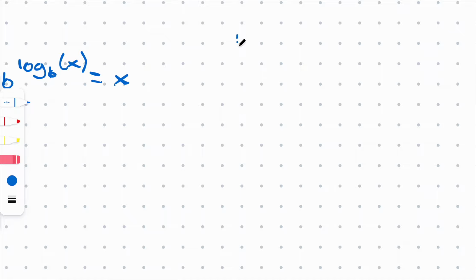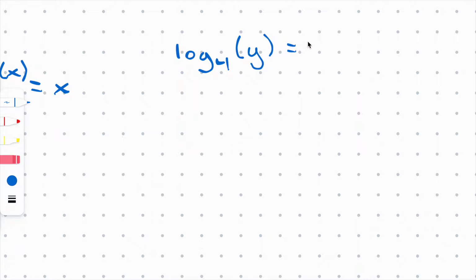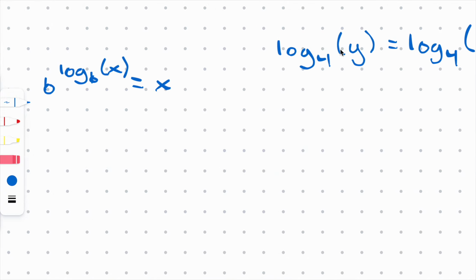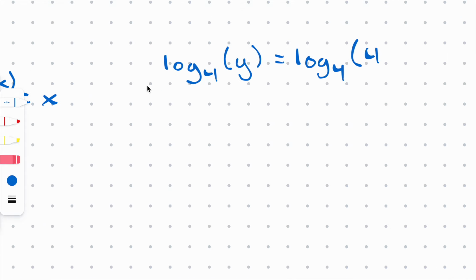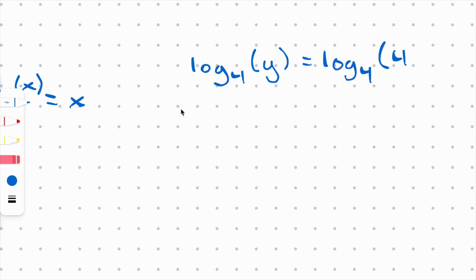I'm going to actually quickly go into a little derivation. Like if we were to say, for example, log base 4 of, let's say, y equals, say, log base 4. And you can actually skip forward if you don't really care about this stuff. That's fine. This isn't really important as long as you get this. But this is proving why this is true.